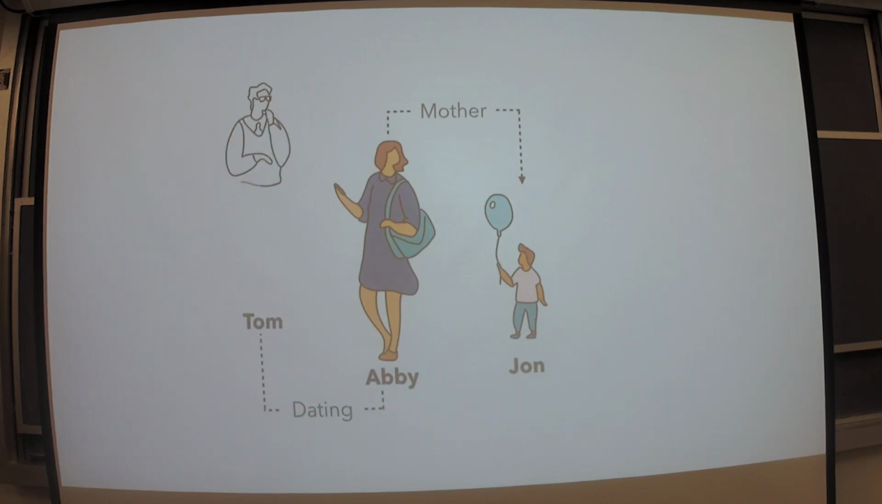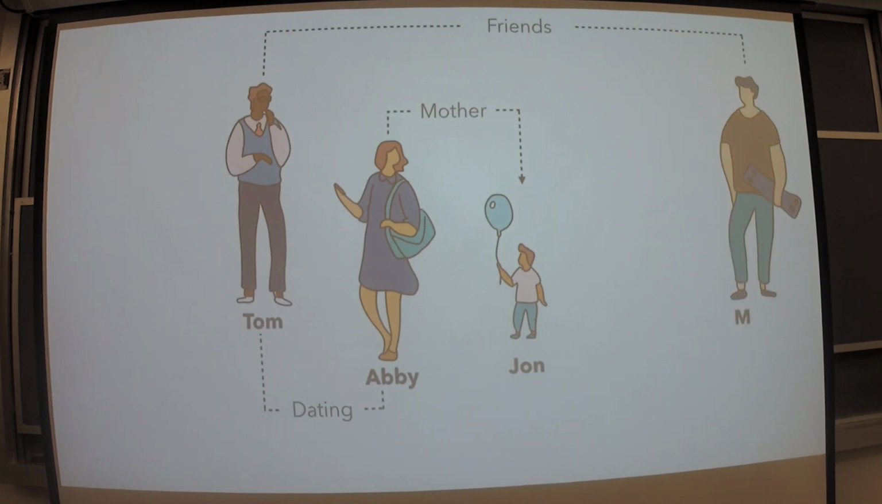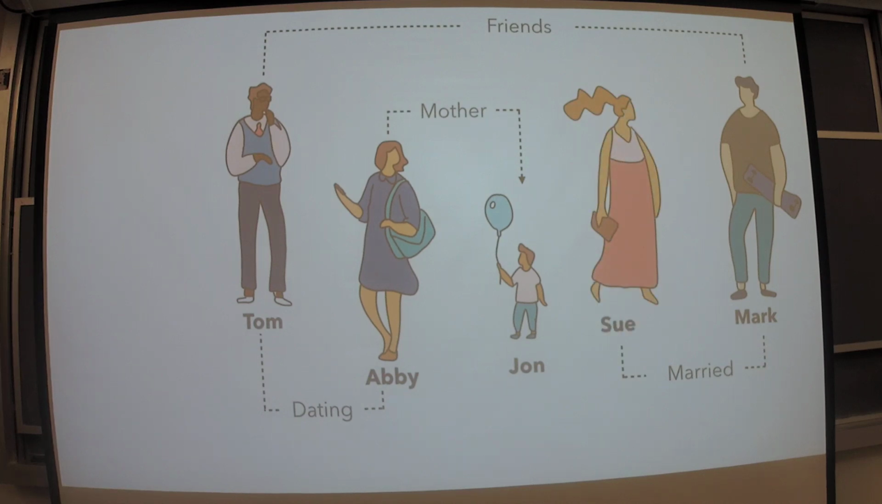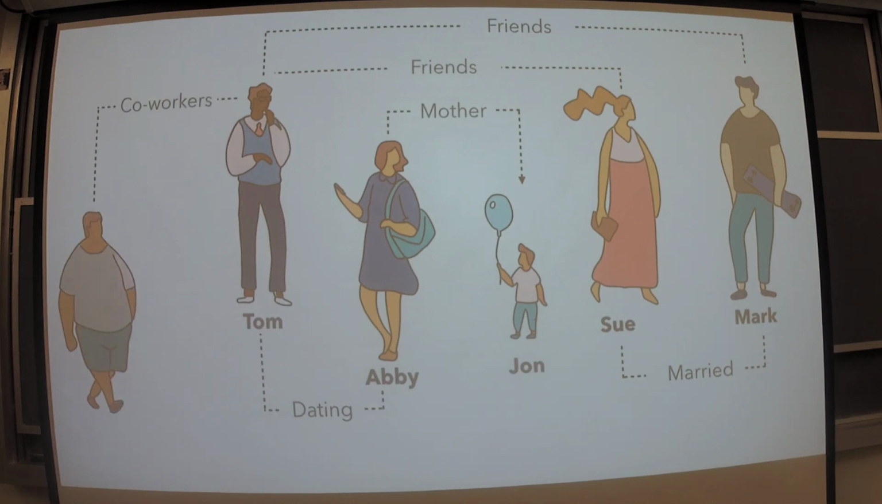She is also dating Tom, who is friends with Mark, who is married to Sue, who's also friends with Tom, who's co-workers with Cole, who is John's soccer coach. Okay, so these are like the very simple players, and what we're going to do is we're going to take this network and we're going to represent it in all the different ways so we can see the pros and cons as well as how you go from one to the other.